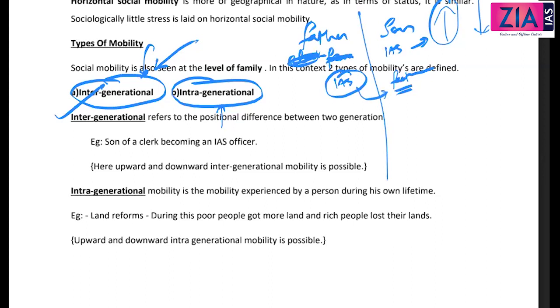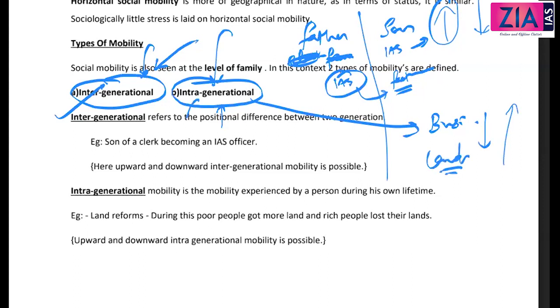Now what about intragenerational? That is what I have discussed. The business fails, right? That is intragenerational. Business failure is an example for downward. Business success is an example for upward. That is mobility that you experience in your own lifetime. Land reforms is an example. All these are examples for intra, that is normal.